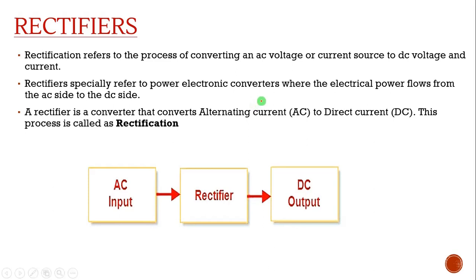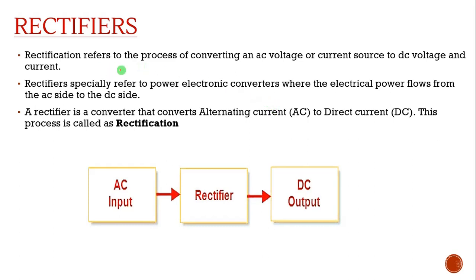So welcome, you all. Today we are going to discuss the rectifier circuit. We all know what a rectifier circuit does. A rectifier circuit is a circuit which converts an AC voltage or AC current to a DC voltage or DC current, and this process is known as rectification, converting an AC input to a DC output.